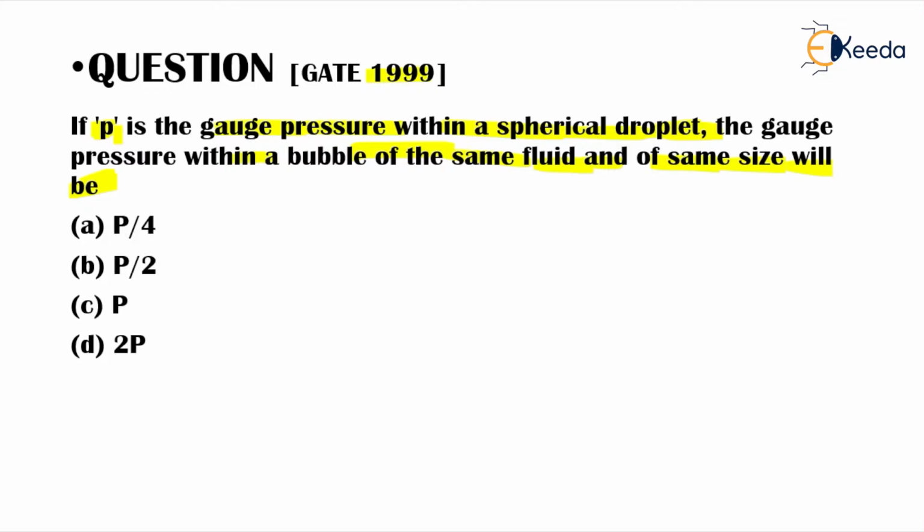Now, if we have a spherical droplet like this, when you talk about a droplet, the pressure value is given as P. Gauge pressure is the pressure above the atmosphere. So this value is given as P. Now we need to look at this for a spherical droplet. We know that for a spherical droplet, the P value must be equal to 2 sigma by R, right? This is one value.